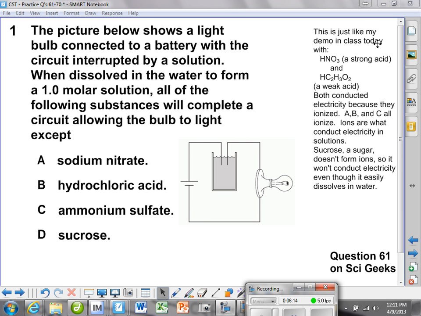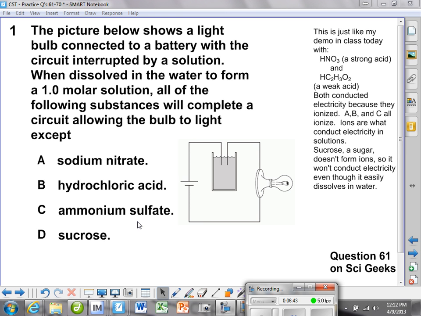Just like my demonstration in class today, with the nitric acid, a strong acid, and acetic acid, which is a weak acid. Okay, both conducted electricity because they ionized. And we saw that because the light went on. See, this is just a diagram of what I did in class with the light bulb conductivity tester. Well, sucrose is the only guy that does not form ions.